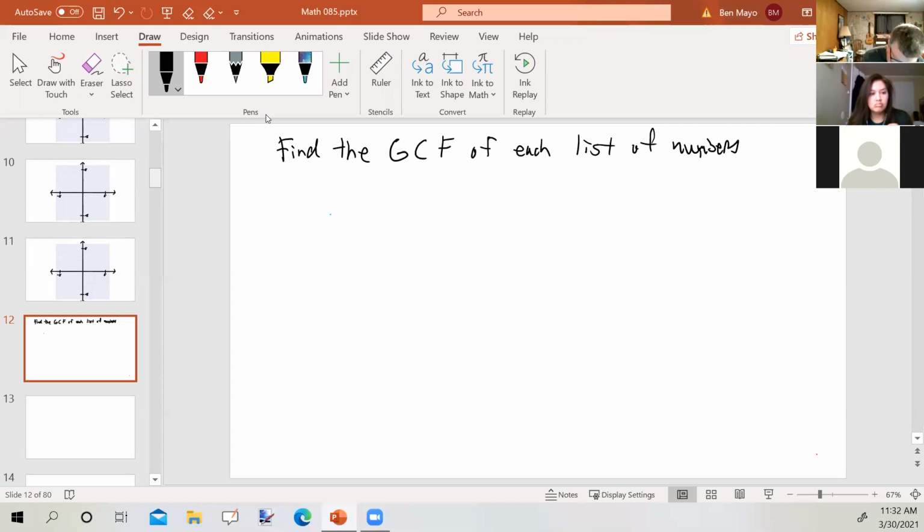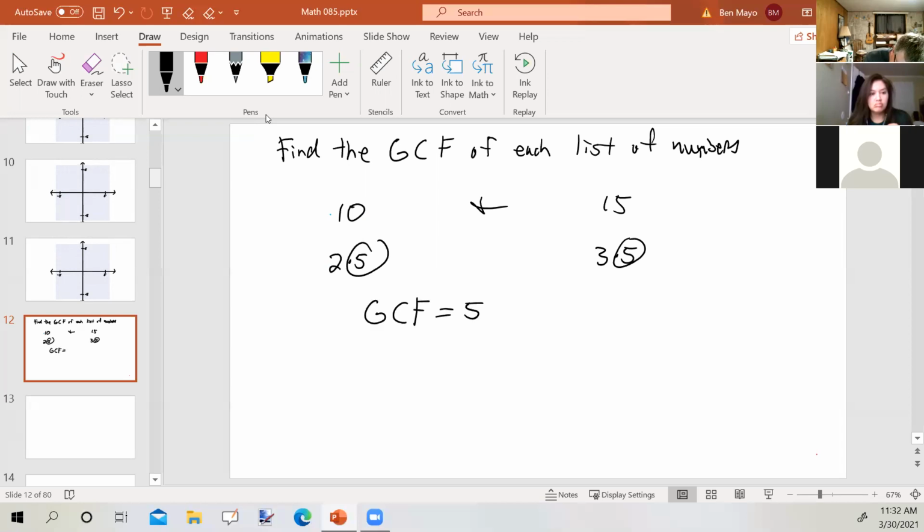So let's say we've got the numbers 10 and 15. The way we determine the greatest common factor is to take each number and break it down into its prime factors. So 10 would be 2 times 5. 15 would be 3 times 5. So looking at the factors of 10 and the factors of 15, we see that what they have in common is 5. So the greatest common factor would equal 5. Any questions about that?